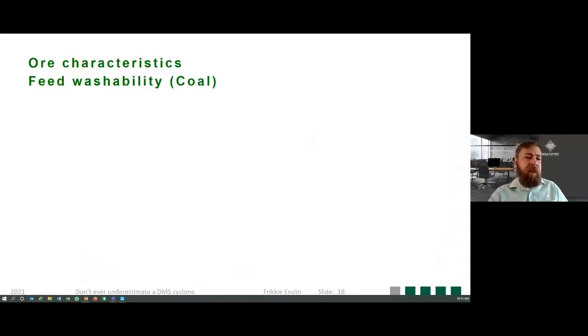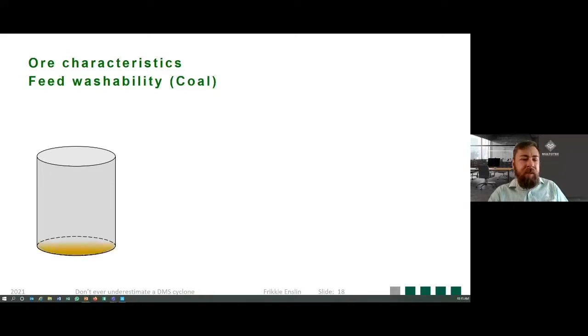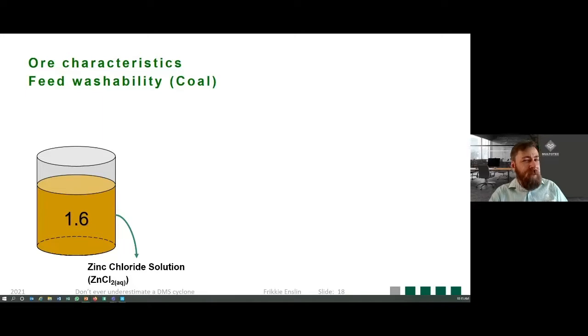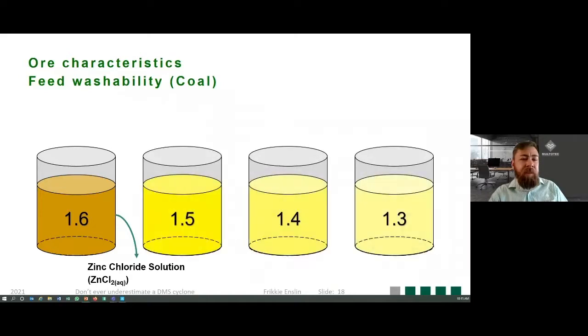So moving on, I'm going to have a look at feed washability. Remember, I said I'm biased towards coal. If we talk about washability, here I'm going to explain how it happens in the lab. They make up a certain medium at a certain density, and for this they typically use something like zinc chloride solution, which is a little bit corrosive, so they only use it in lab conditions. Then they make up different densities. You take your sample and start to float and sink it, putting it in each density fraction, and as you go along, it will separate.